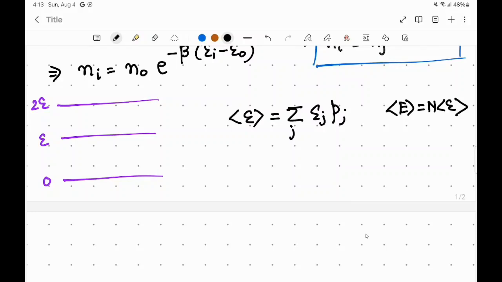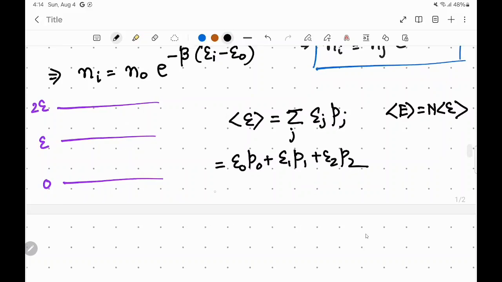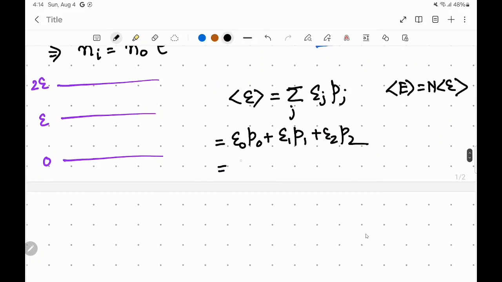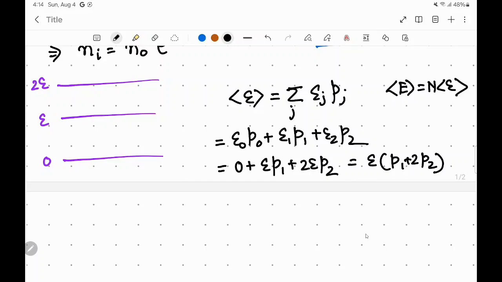So this is the E average. E average will be the sum over j of Ej Pj. You can write it here: it will be E0 P0 plus E1 P1 plus E2 P2. E0 is 0, so it is 0 plus epsilon P1 plus 2 epsilon P2. So you can write it as epsilon into (P1 plus 2 P2). So this is our E average.